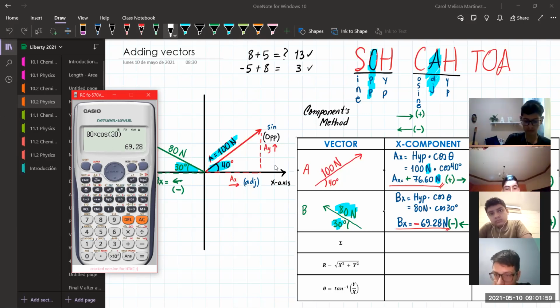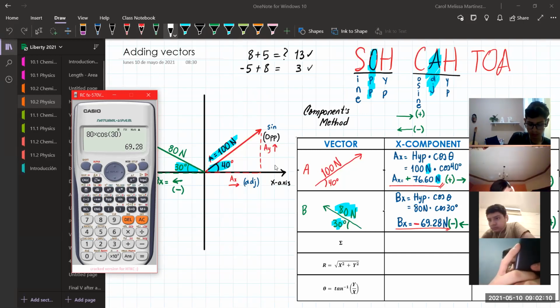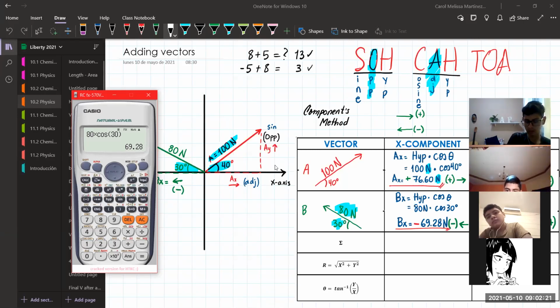Now for by, you're going to do the same process. Substitute by the givens that are 80 Newton, sine of the angle that is 30, and this is equal to positive 40 Newton. With this, we said that we finished the two vectors, but it isn't over yet. Take a look. The table tells you what's next. That symbol over there indicates that you need to add.